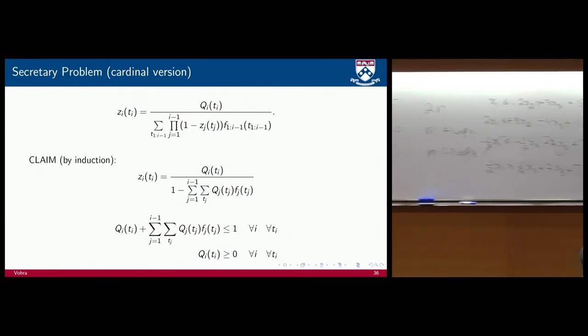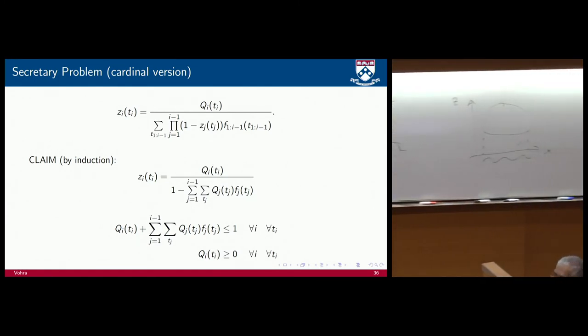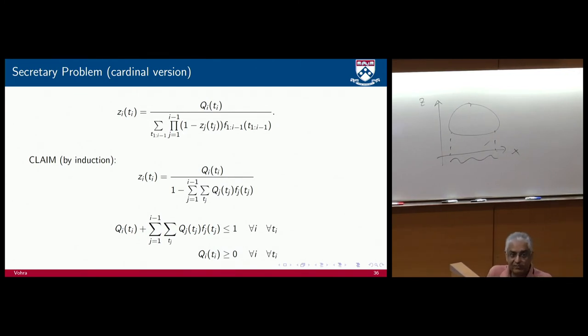QITI is bigger than or equal to 0. So now, if I wanted to solve the secretary problem, I have now a fairly straightforward optimization problem, which is maximize my linear function, the expected reward, which now is just a function of the TIs. It would be TI times QI of TI, summed over all the I's. So maximize that subject to this.